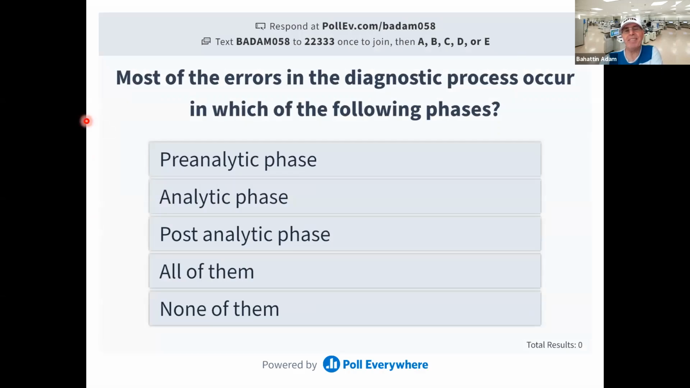Now some other questions. Most of the errors in the diagnostic process occur in which of the following phases? It's not hard, right? Now go ahead and send your answers.